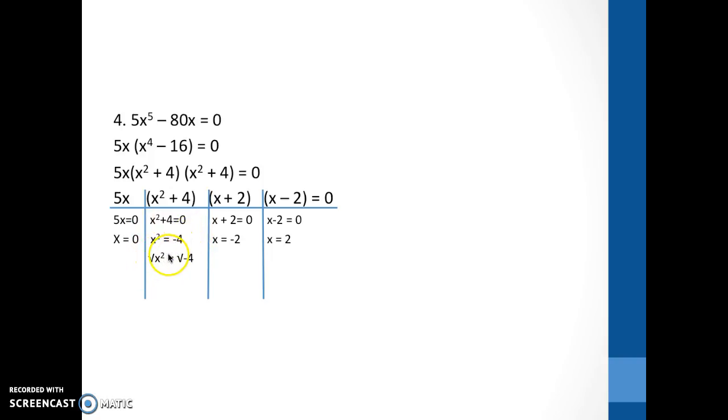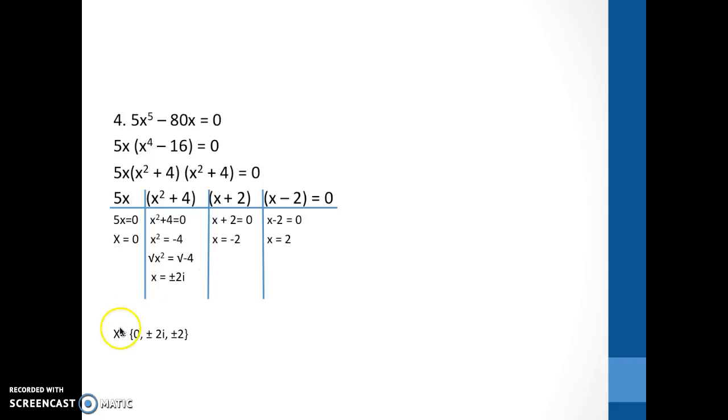Once I take the square root, the square root of x squared is simply x, and I have the square root of negative 4. From an earlier chapter, we really don't like those negative signs under the square root, so we're going to change it into the square root of negative 1 and the square root of 4. That negative 1 becomes i, and the square root of 4 is 2, so we have 2i. So x equals plus or minus 2i.